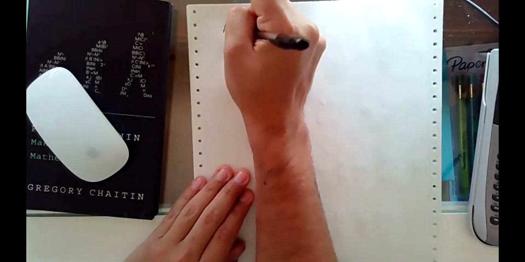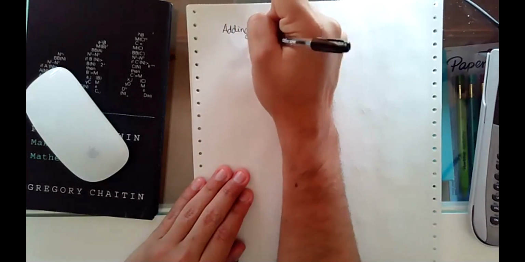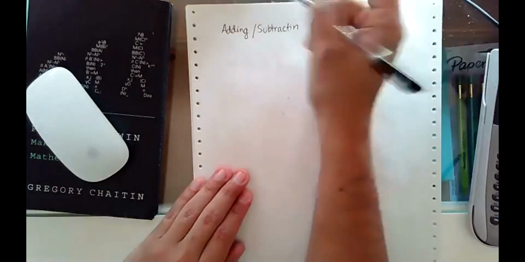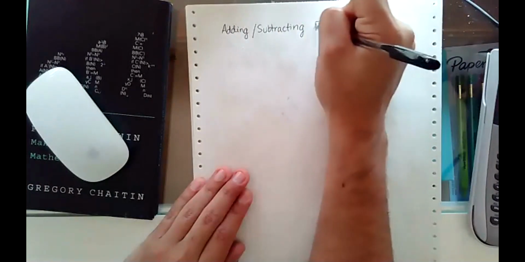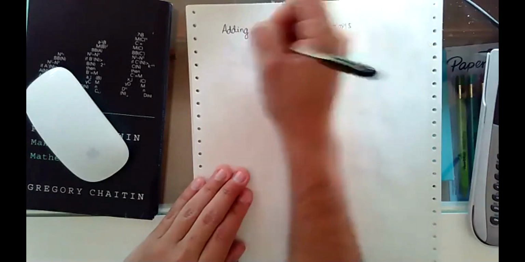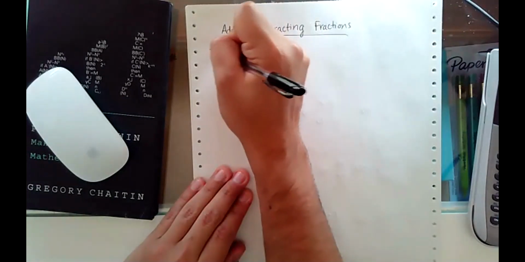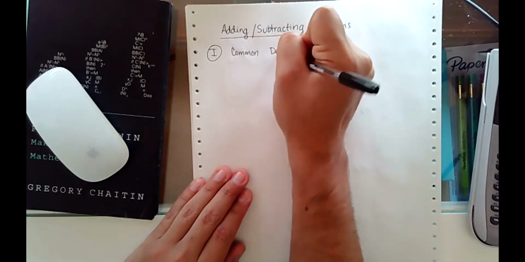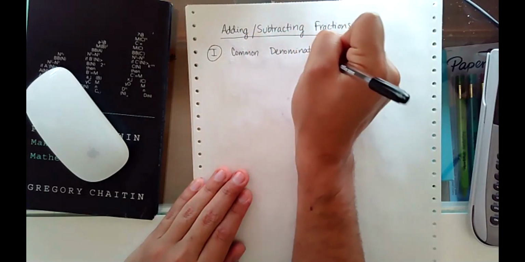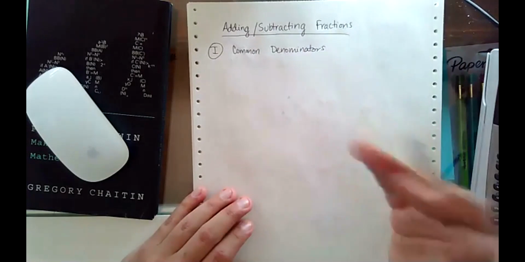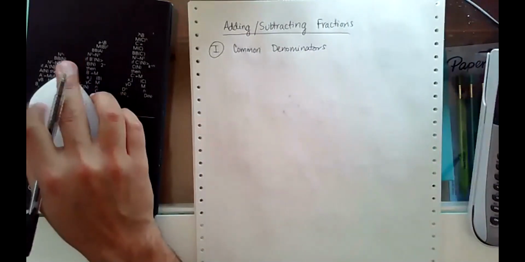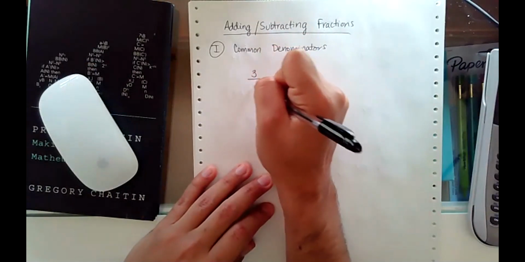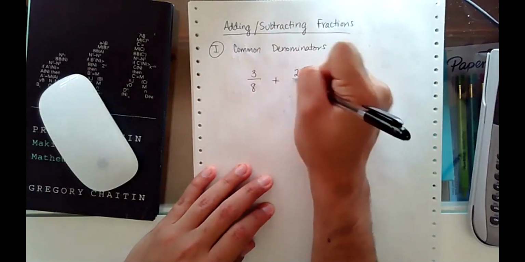There's two forms of adding and subtracting fractions, or two big categories for adding and subtracting fractions. And the first category is going to be where they have common denominators. So for this kind of problem, you're going to see something like 3/8 plus 2/8.